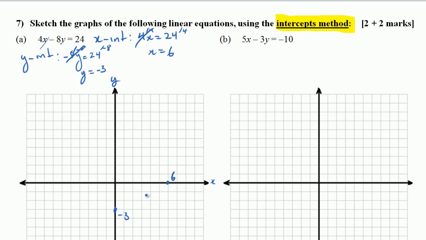So once we've got our 2 points, our 2 intercepts, 2 points is enough. So we can just connect it with a line. Again, use your ruler in your case, but you're just connecting a line like that. And you're done. That's the answer.